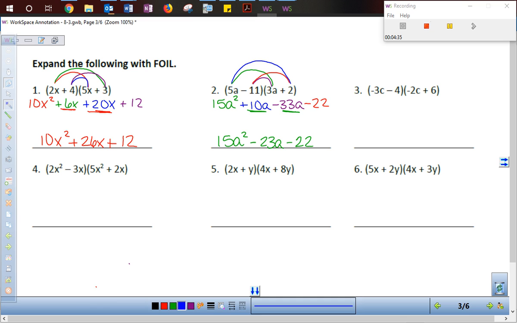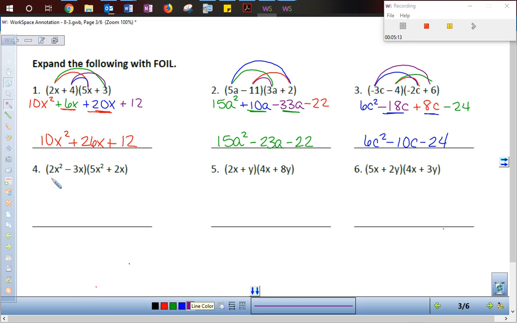On number 3, I have 2 binomials. Again, we're going to FOIL. So first gives me positive 6c squared. Outside gives me negative 18c. Inside gives me a positive 8c. And last gives me negative 24. Now I combine my like terms, and I get 6c squared minus 10c minus 24.